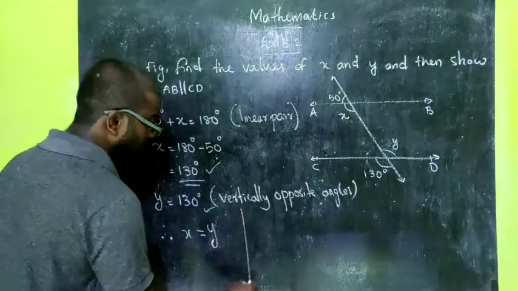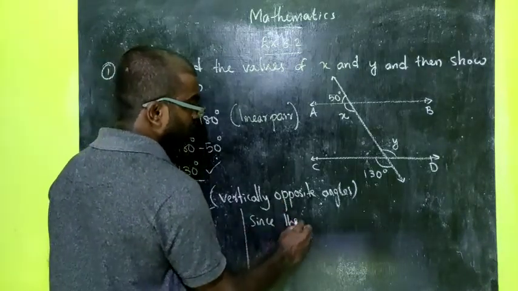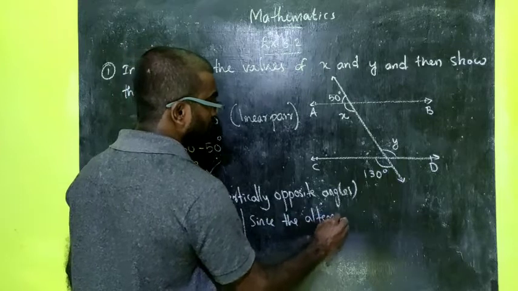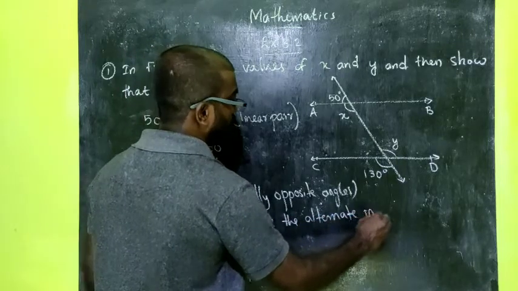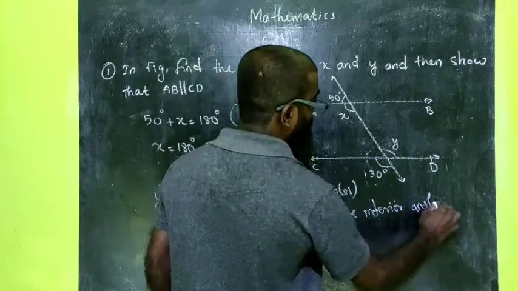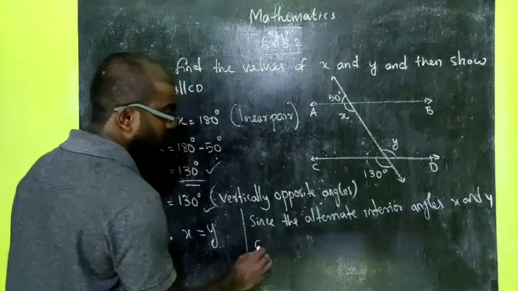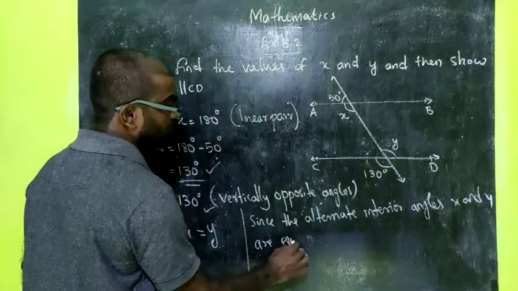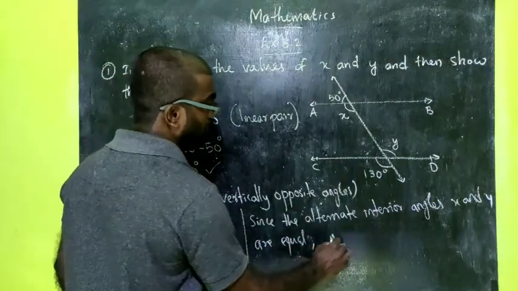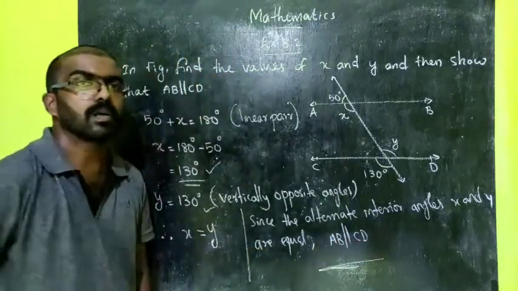That we can write here: since the alternate interior angles x and y are equal, AB is parallel to CD.